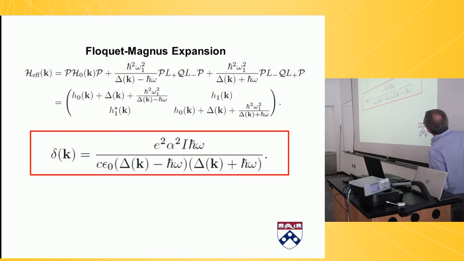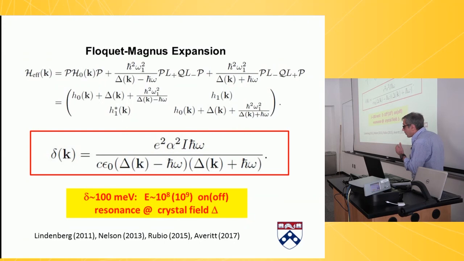Odd in frequency, there are these energy denominators. So we can estimate what you need to do to actually make this work. Let's suppose you want to be generous about this and make the optically induced gap 100 millivolts. That's a pretty big ask, but suppose you want to really think big. Well, that would require a field intensity of like 10^8 or 10^9 volts per meter, depending if you're on or off resonance.